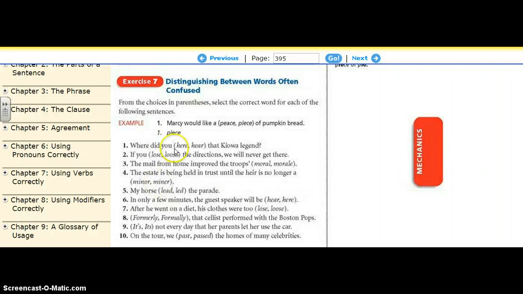Exercise 7, please do the odds. Follow the choices in the parentheses. Select the correct word for each of the following sentences. So for example, on number 1, where did you hear or hear that Kiowa legend? Obviously, it's going to be the second one because you're hearing it with your ears. You can pause at this point to finish the odd numbered questions for exercise 7.